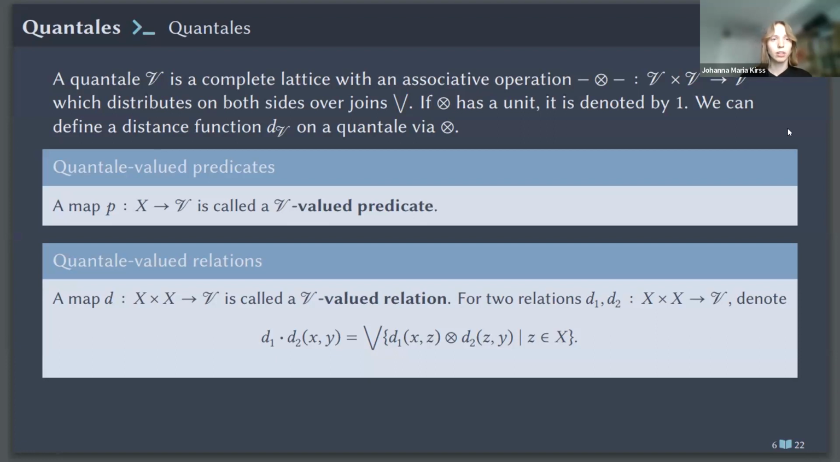Some examples of quantales are the two-element set with the associative operation being and, and also the unit interval with truncated addition. Now we are going to look at quantale-valued predicates and quantale-valued relations. Those just mean maps from X to V and maps from X cross X to V. We take quite a loose sense of relation, but we're going to make it more rigid in a second, and impose reflexivity and transitivity, which will make it look more like a metric. But first we just consider relations.